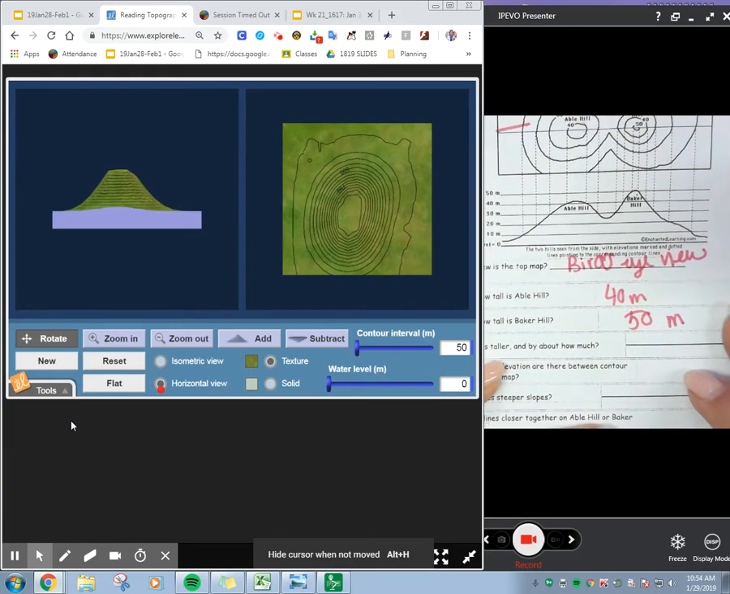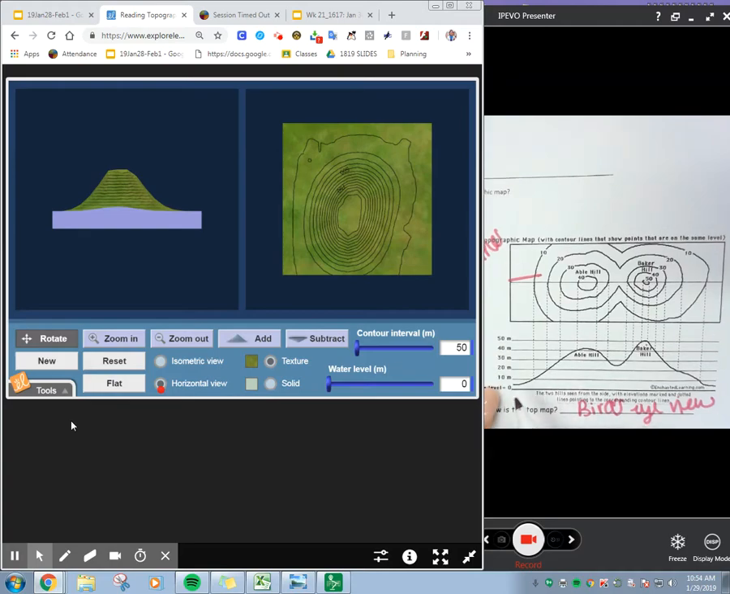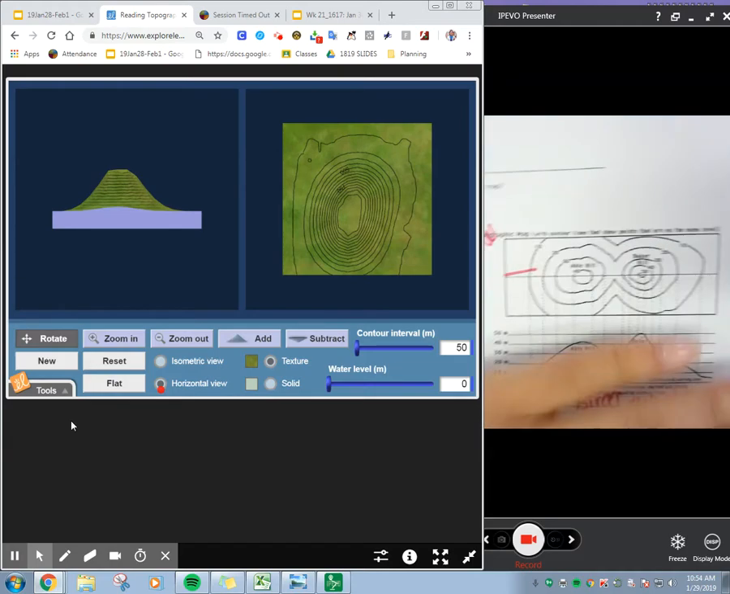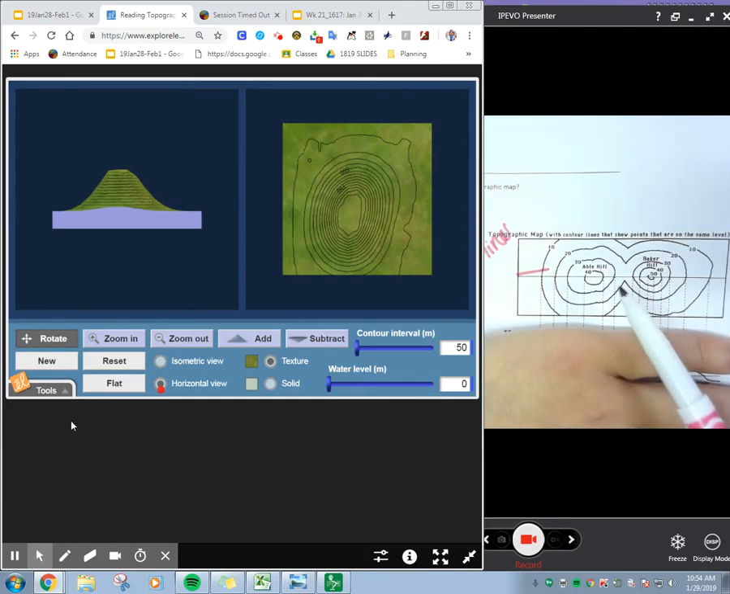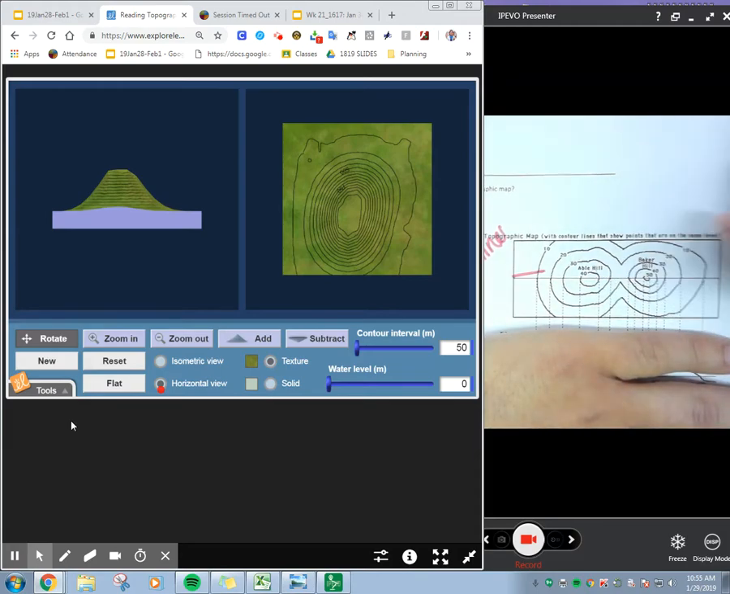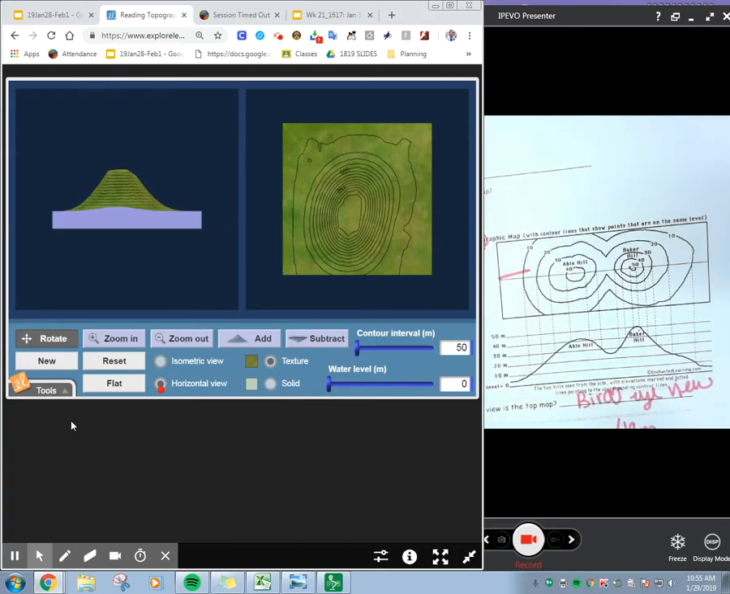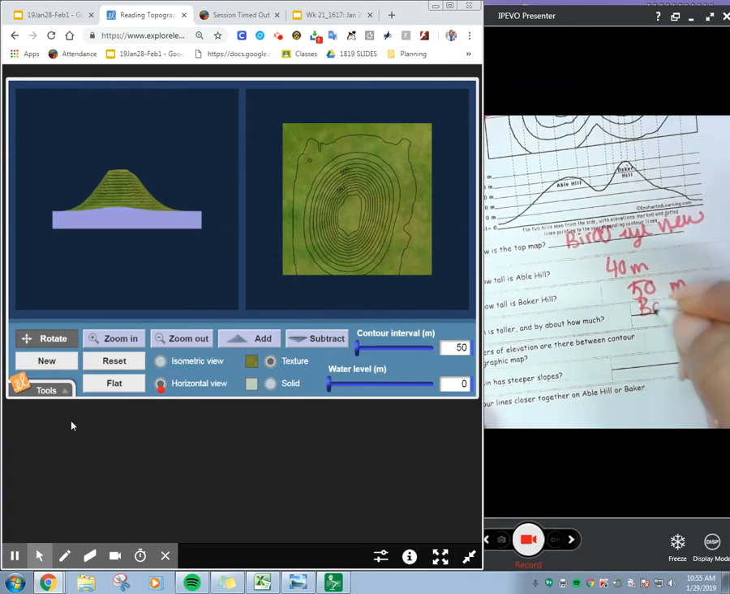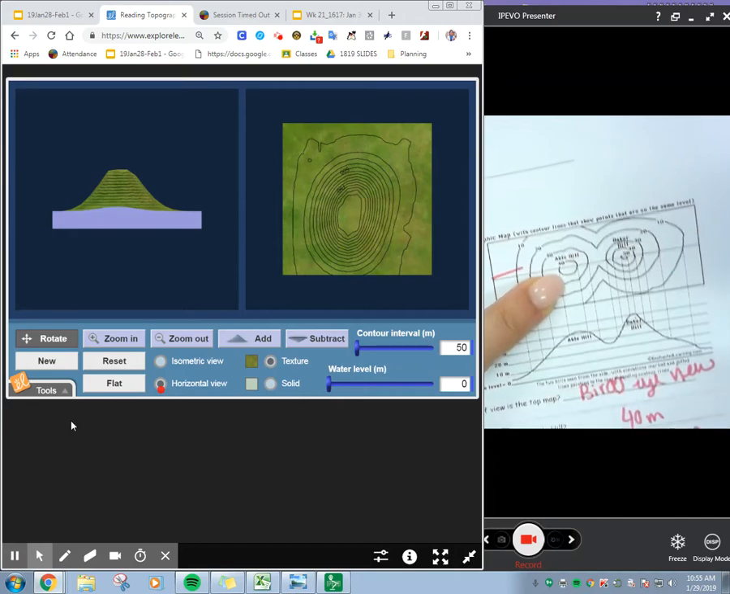All right. Which mountain is taller? Well, let's look. It's easy to tell from these, right? Side by side, we can tell Baker Hill is taller, but let's look from here. We don't have a side view. We have the topographic map, the bird's eye view. So we've got 40 and we've got 50. That's easy. So Baker Hill would be taller, right? Because its peak reaches 50. So I'm going to write, Baker Hill is taller, and then by how much? By 10.